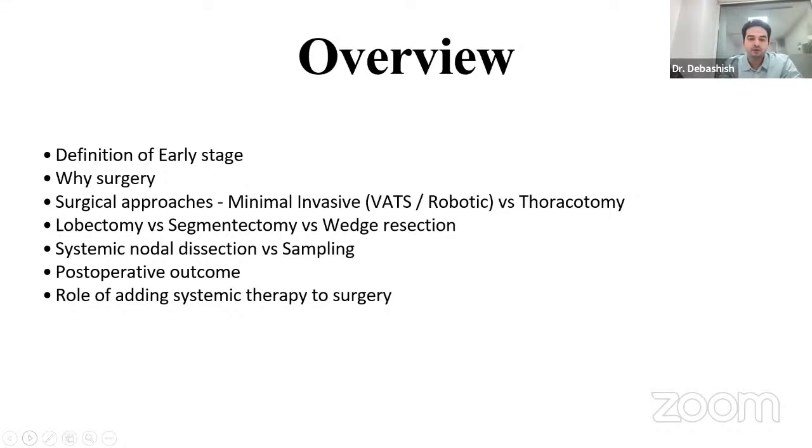So this is a brief overview of the discussion that we are going to have. What comprises early stage lung cancer and why should we operate? What will be the surgical approaches, a minimally invasive, either VATS or robotic, versus an open approach? What kind of surgery should be adequate: a lobectomy, a segmentectomy, or a wedge resection? And the lymph node dissection, should it be a systematic lymph node dissection versus a sampling? Also we'll touch upon the post-operative outcomes and the role of adding any systemic therapy to surgery.